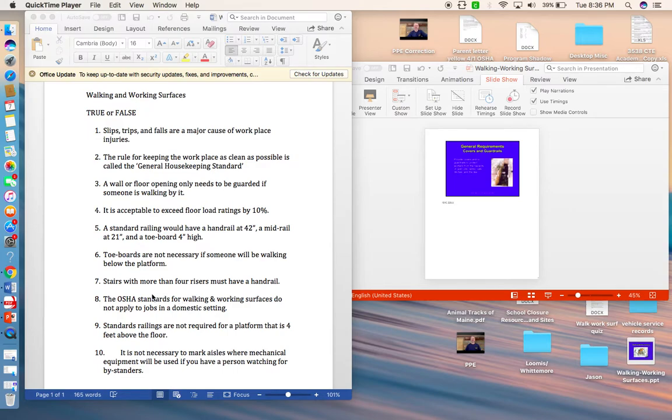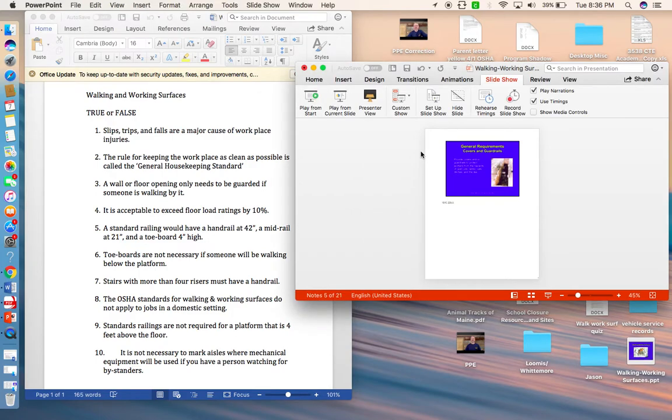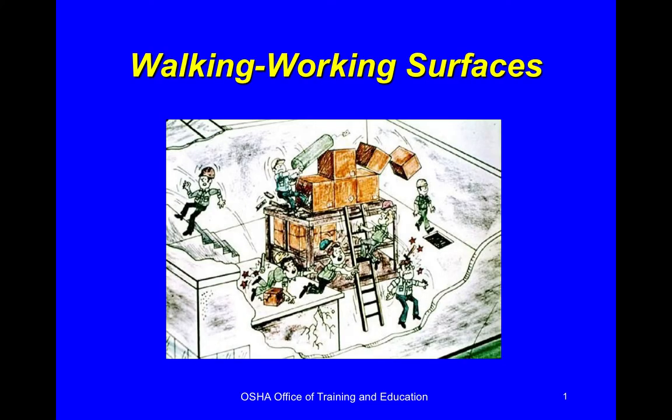Where do these standards apply? Is it all work settings? If we're working on platforms, how high off the floor before you need a railing? And we're going to talk about working in aisles where you're using mechanical equipment. Do you have to mark it? Do you not? That idea. So, again, if you want to have this out while I'm going through the slideshow, probably not a bad idea.